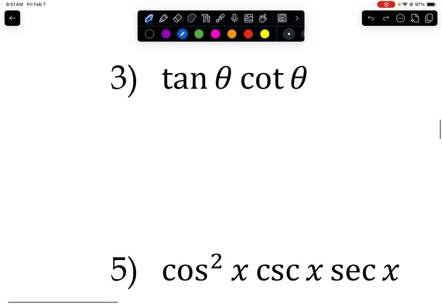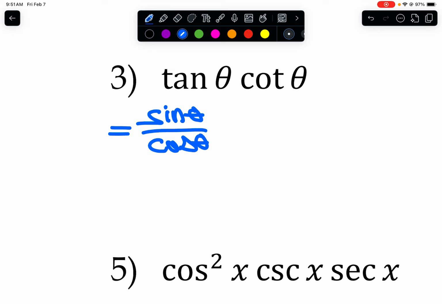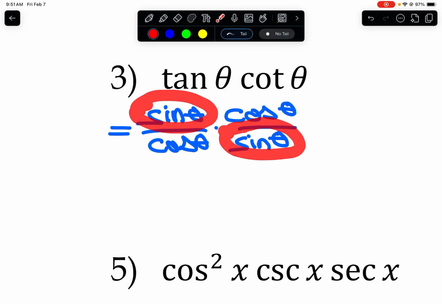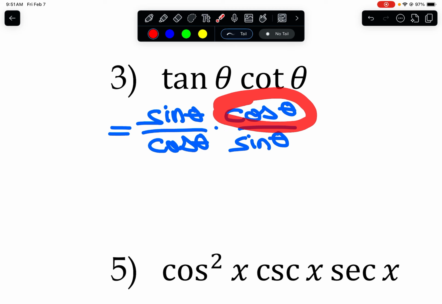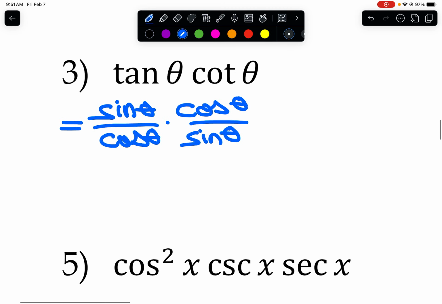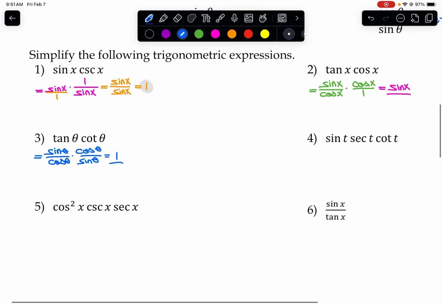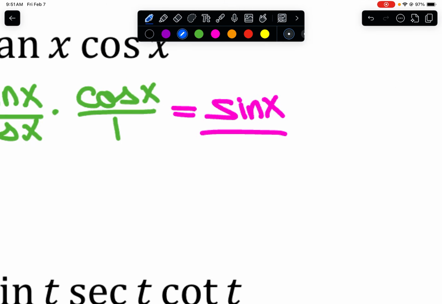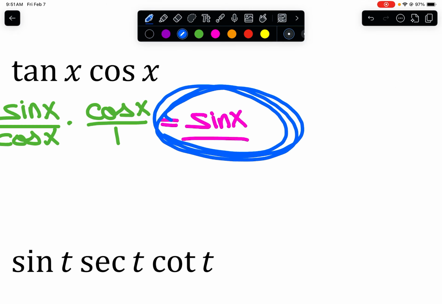So if I've got tangent theta times cotangent theta, I'm going to change tangent to sine theta over cosine theta, and then cotangent is going to be rewritten as cosine theta over sine theta. So we've got sine in both the top and the bottom, so those would simplify, and then we have cosine in the top and bottom, so those would simplify. Then what you're left with is just 1. These are not always going to simplify to just 1. Sometimes they do, sometimes they don't, but oftentimes they're mostly going to simplify to some sort of trig ratio.